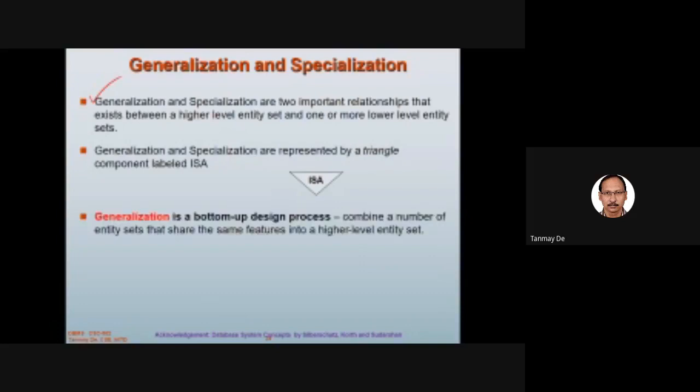Generalization is the bottom up approach. That is, the bottom up design process combines a number of entity sets, that is, the lower level entity sets that share the same features, into a higher level entity set. That is, combine a number of lower level entity sets to get the higher level entity set. That is the bottom up approach.